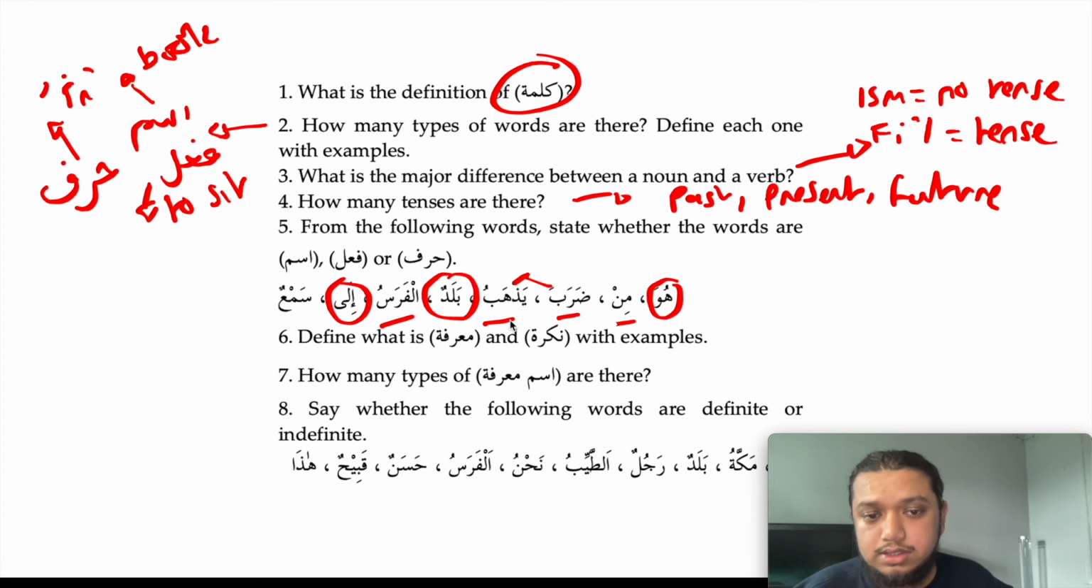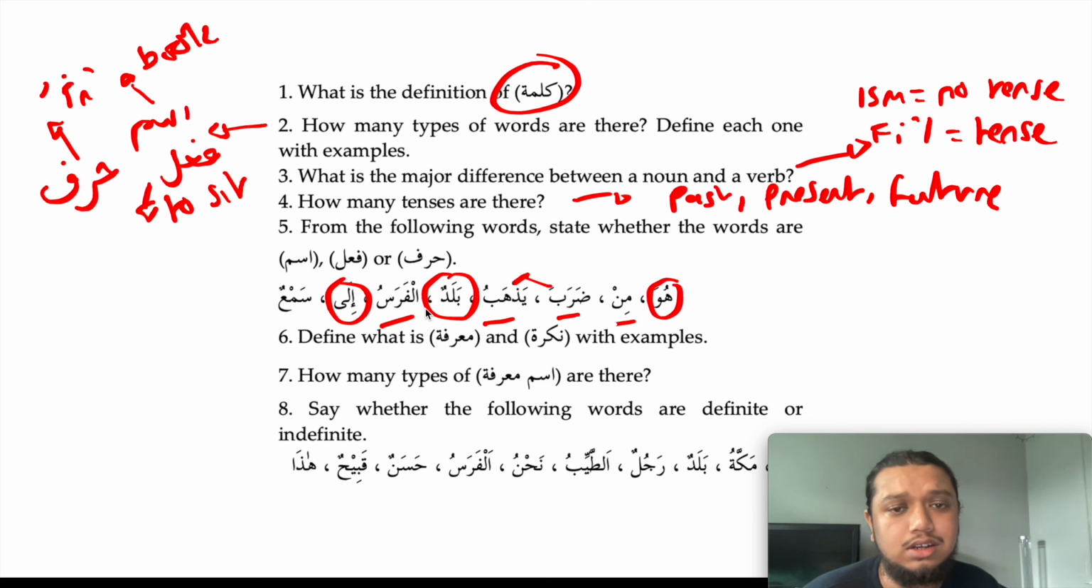Yadhabu is a verb meaning he is going. You don't have to worry about learning the definitions of verbs for the time being because we have not covered them ourselves. Baladun is an ism meaning country or land. Al-farasu, as we've said and already translated, means the horse.